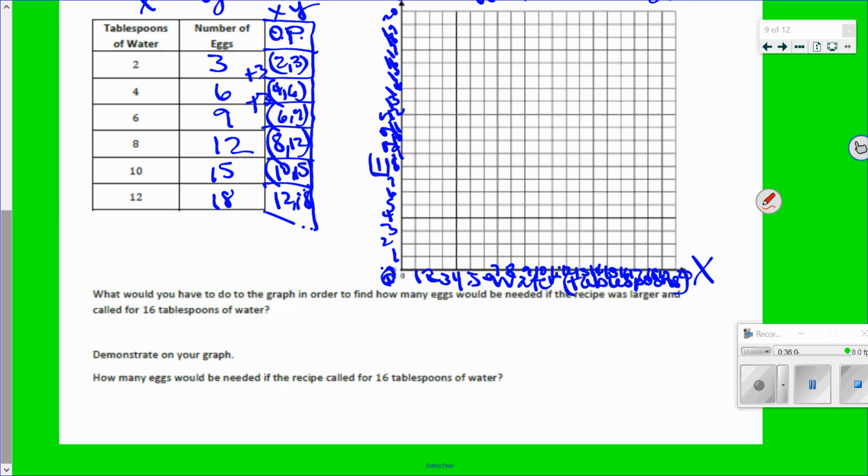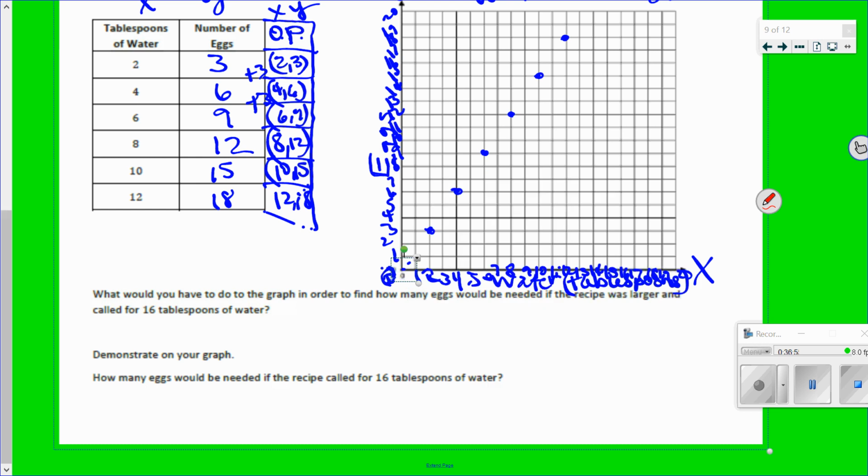Oh, I went by 3. So the first ordered pair is over 2, up 3. Here's my first. And then the second one is 4, 6: over 4, up 6. 1, 2, 3, 4, 5, 6, over 6, up 9. All right, over 8, up 12. Over 10, up 15. Over 12, up 18. Okay, so we started our origin.